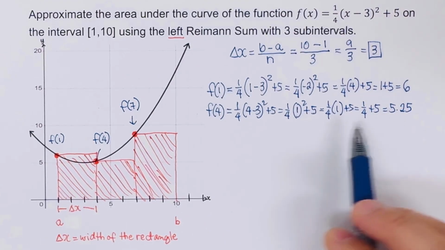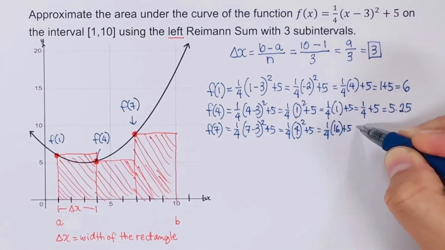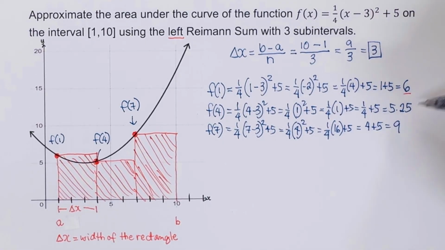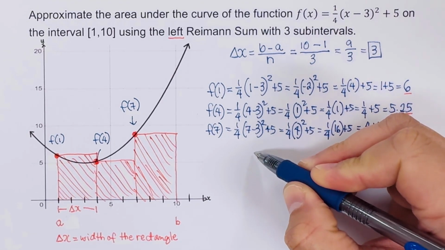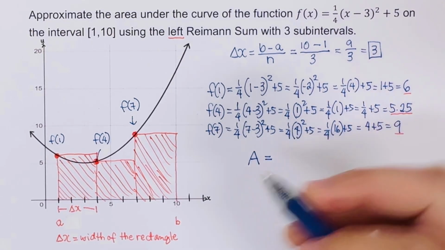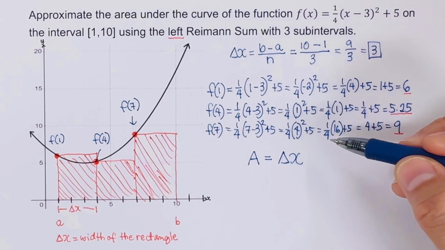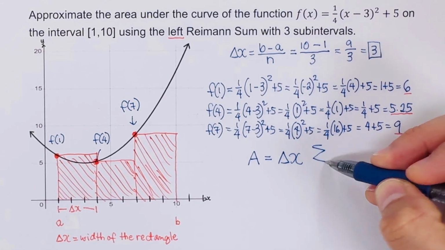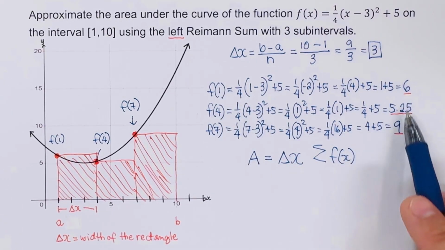Now I'm going to do the next one right here, f of 7. So these are the heights of these three rectangles. Now what we do next is to find the area, again using the left Riemann sum. So all we need to do is to use the formula. So the formula is area is equal to length times width. So our width is delta x. So that would be delta x times, for our length, the summation of all the f of x's. So we're going to add all these f of x's values that we got here.